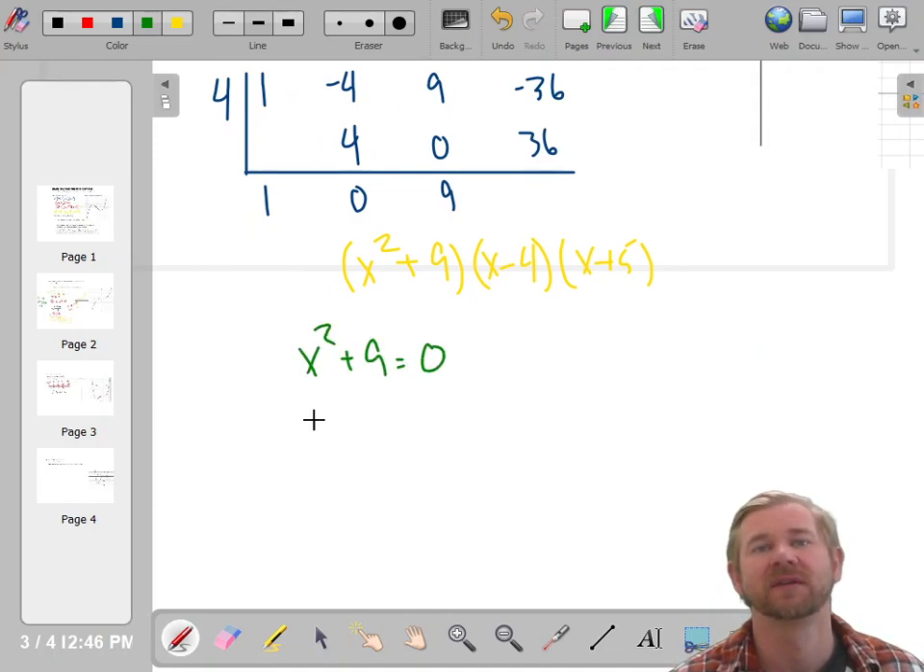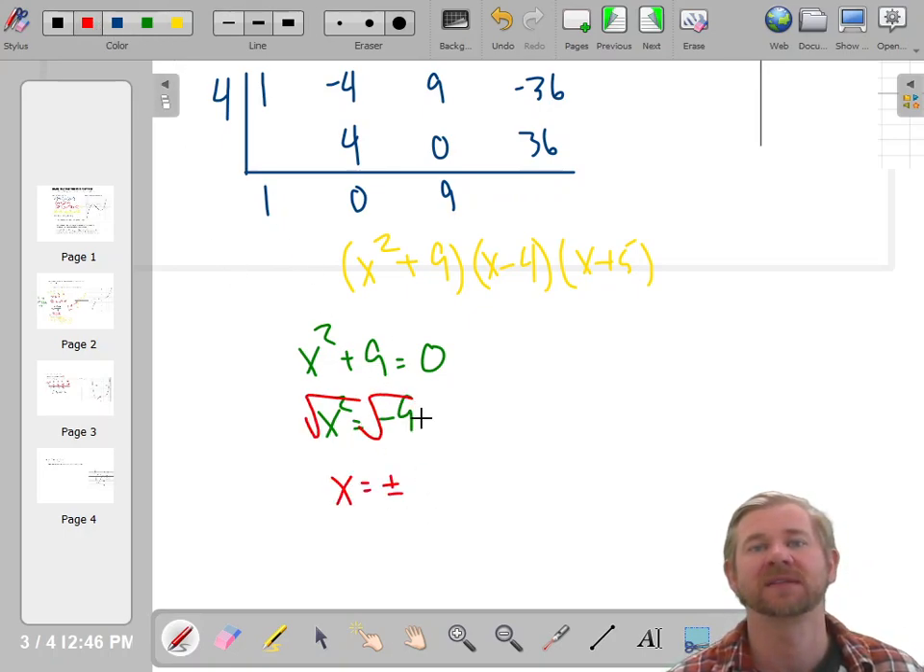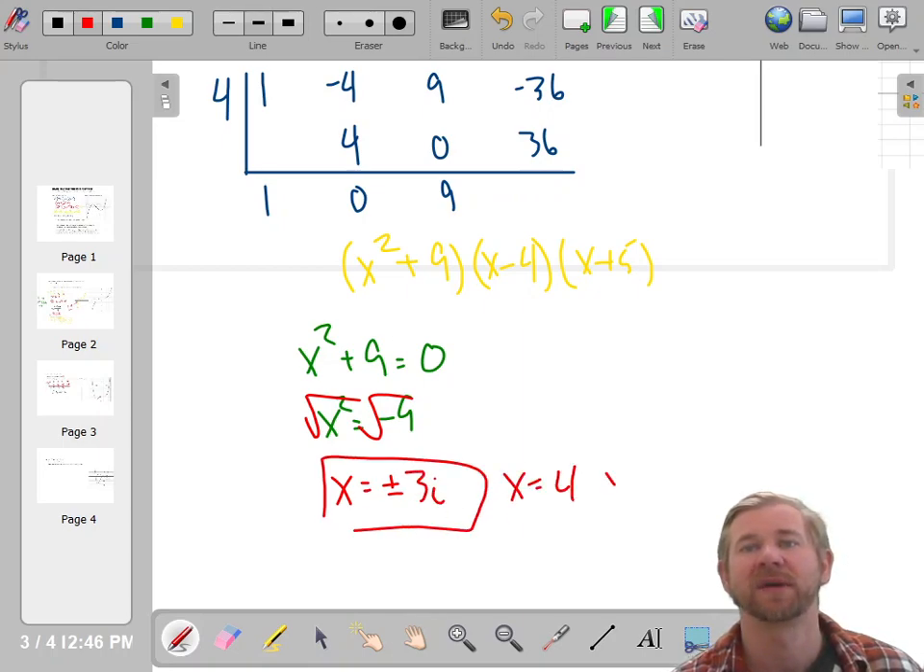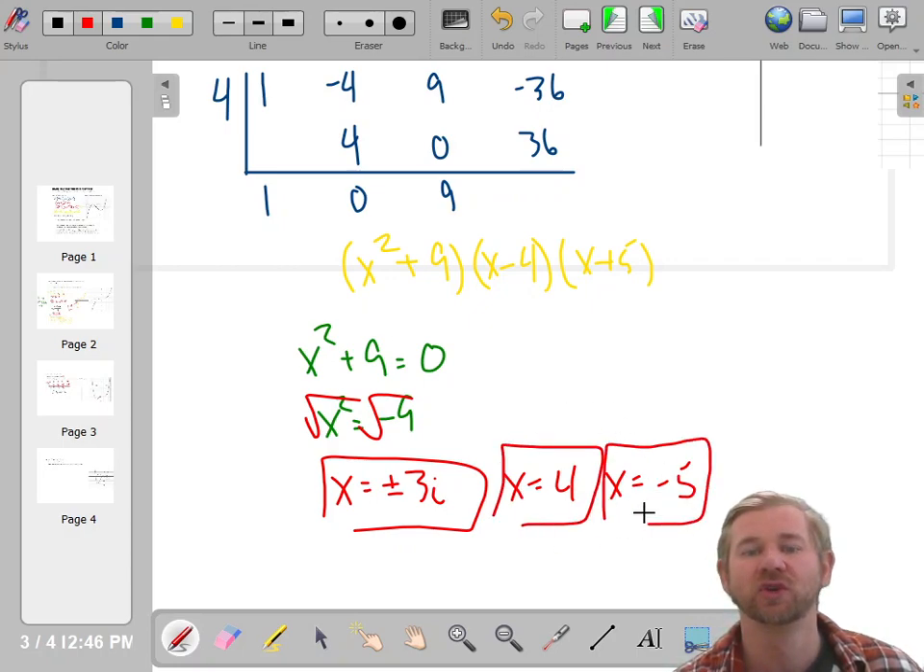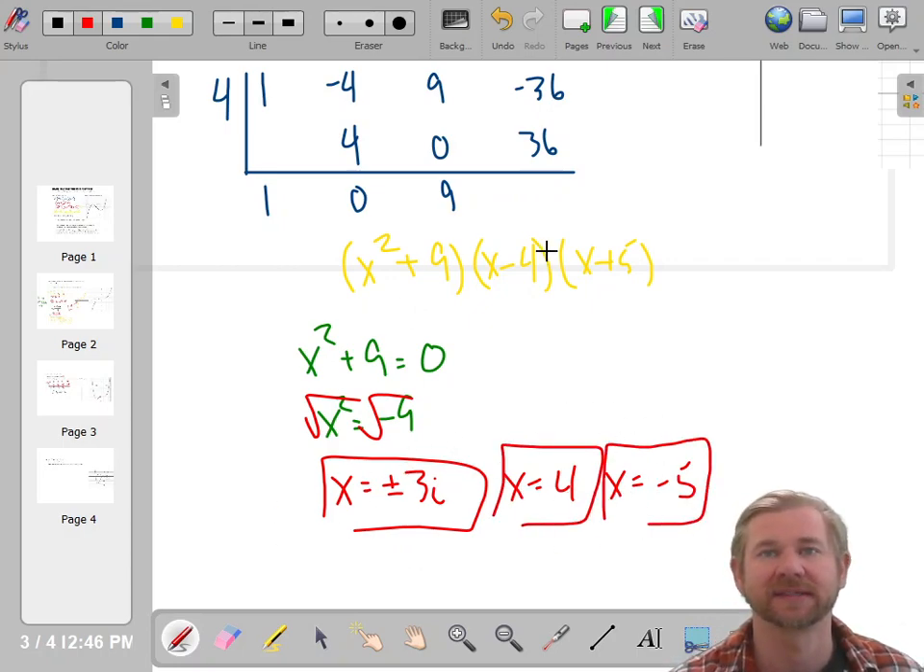When does that equal 0? When x squared is -9. Square root both sides, and you get x equals plus or minus the square root of -9, which is 3i. So plus or minus 3i, +4, and -5. We have 2 real zeros and 2 complex zeros.